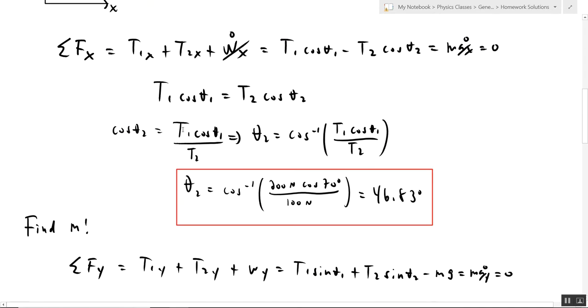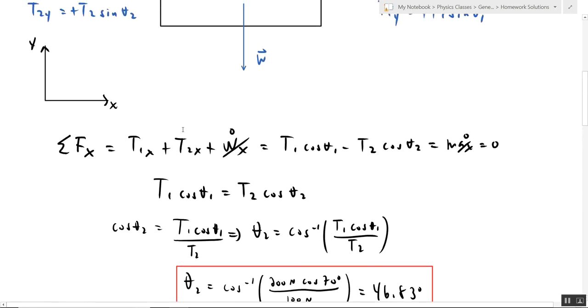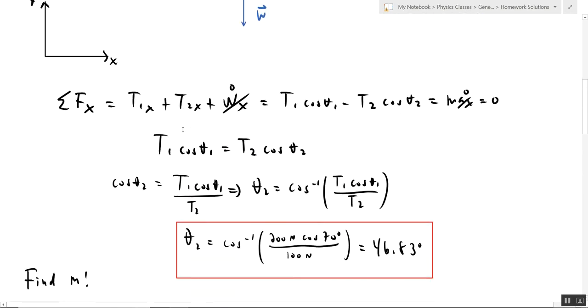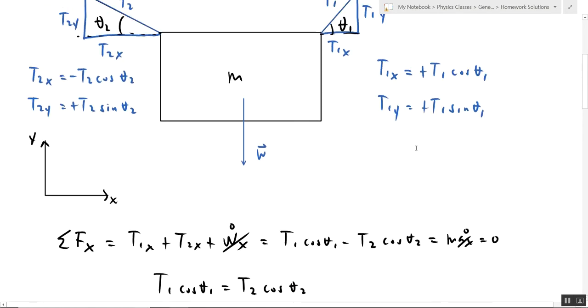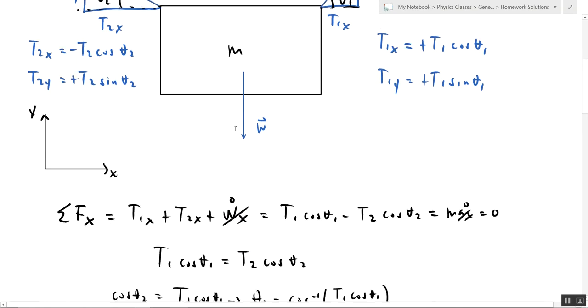So you know T1 and T2 for this case here. You can use that to find what theta 2 needs to be. So theta 2 is just the inverse cosine of T1 cosine theta 1 divided by T2, which gives you 46.83 degrees. So this angle here is 46.83.